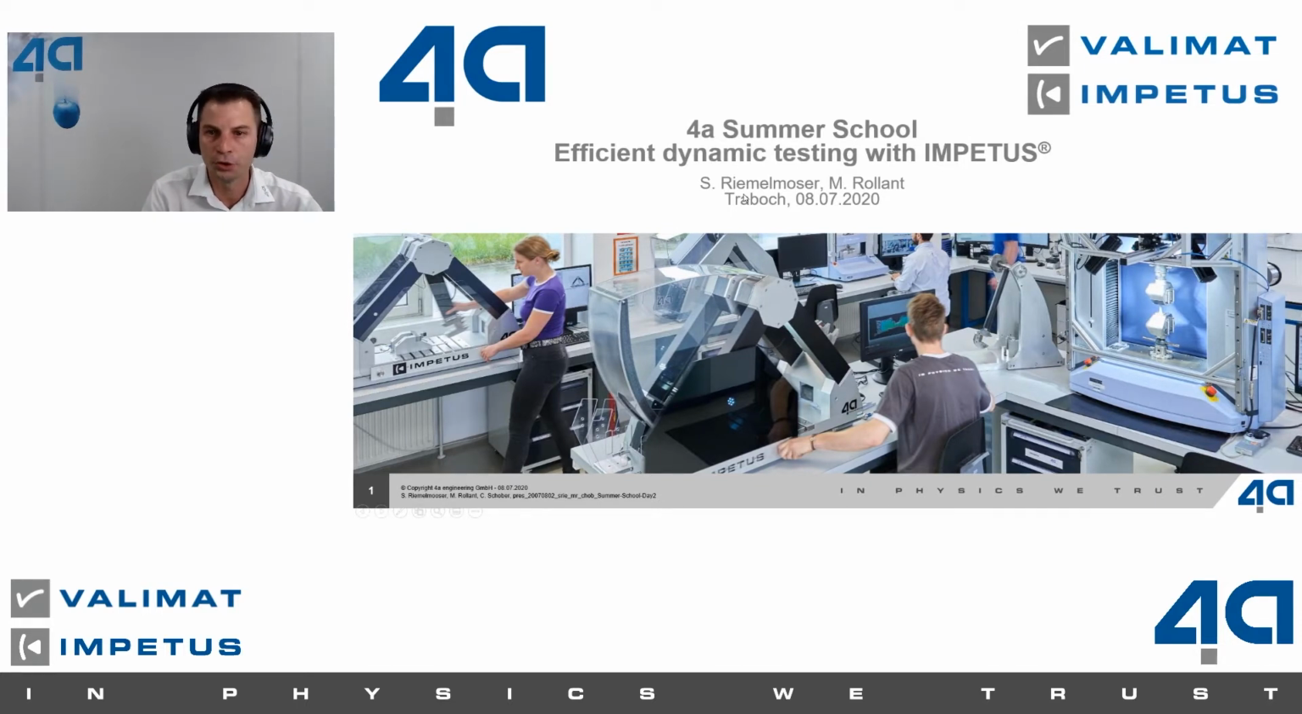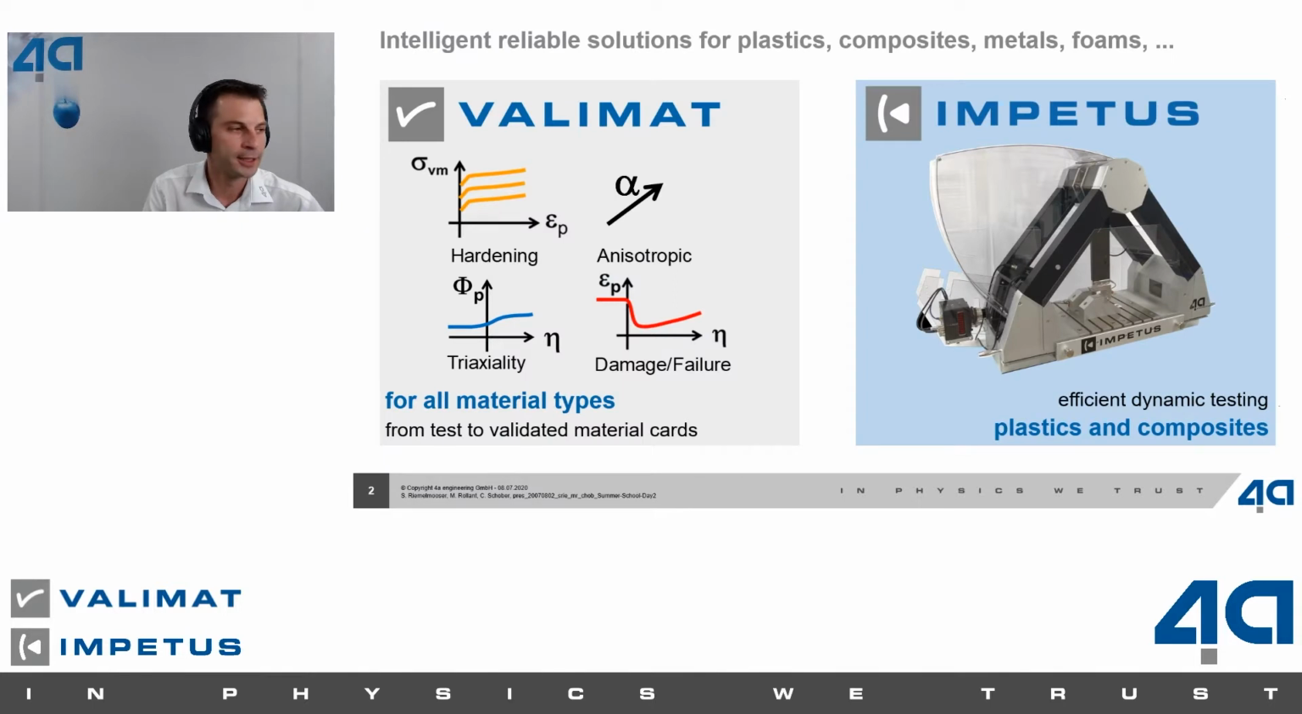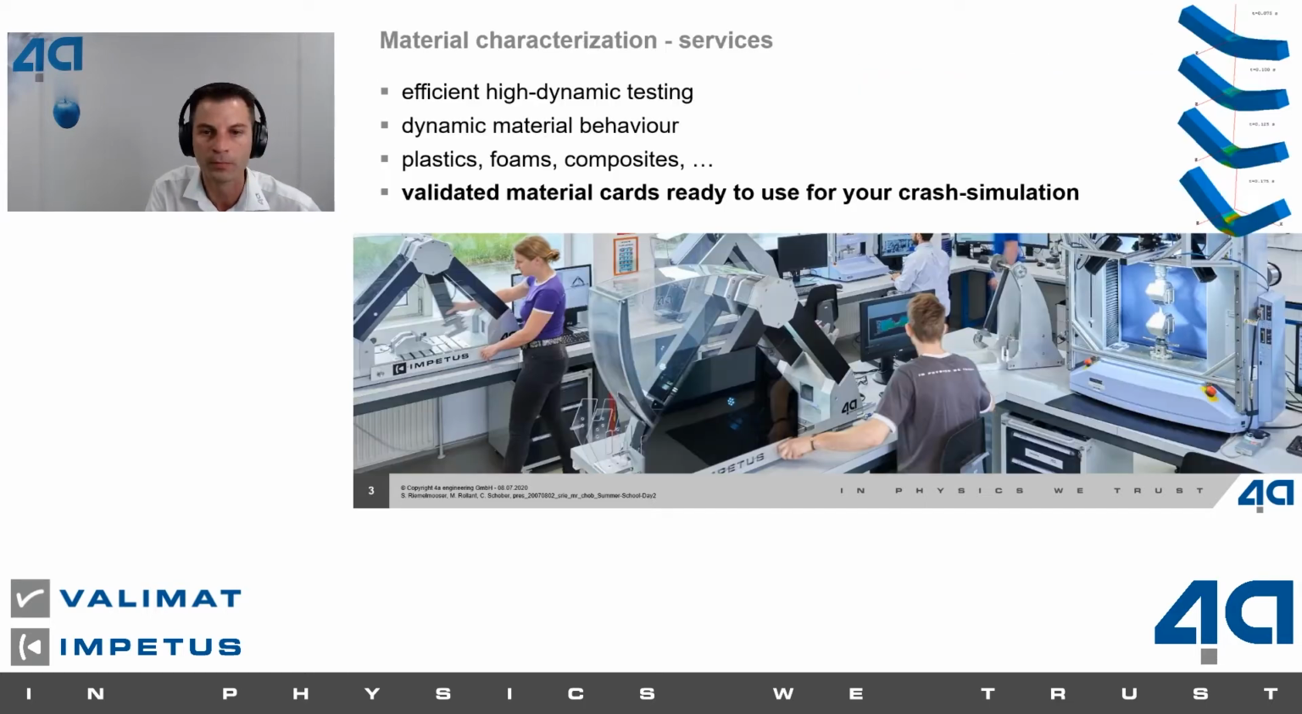And I want to show you it first in a really short time because the time is very short now. Some slides of yesterday, just our two products, VALIMAT software and IMPETUS our hardware. We have the possibility for the material characterization as a service. So here is the main goal to get validated material cards out of our dynamic testing possibilities in our lab.